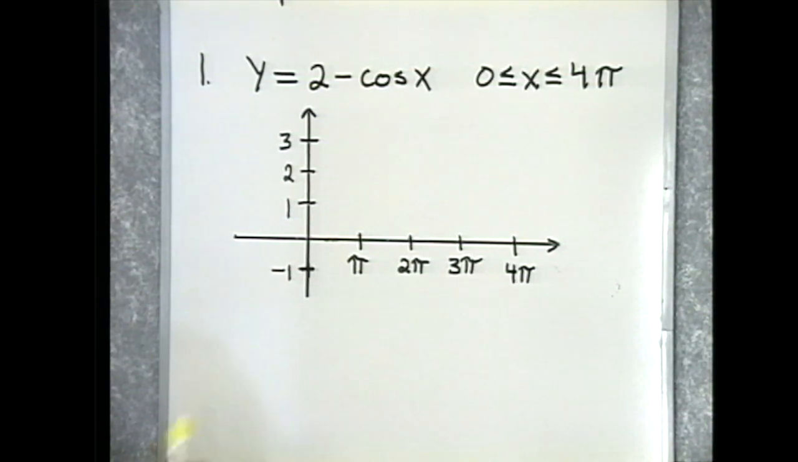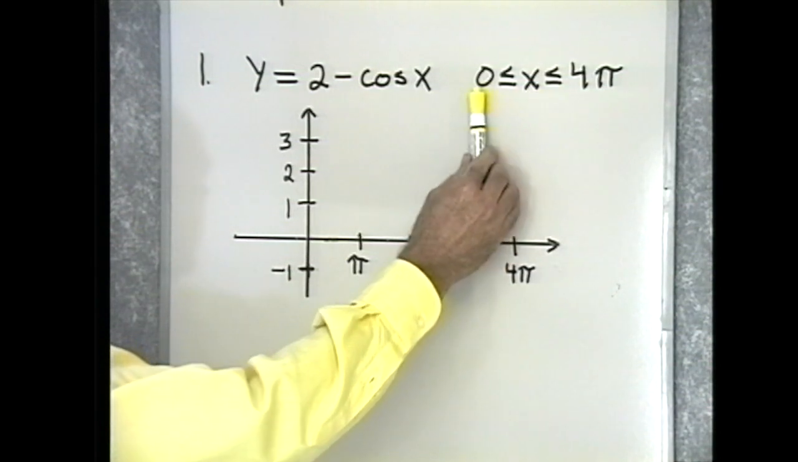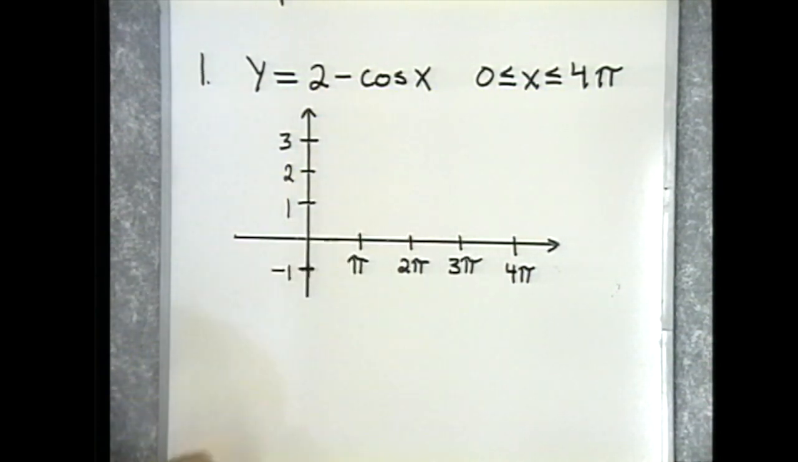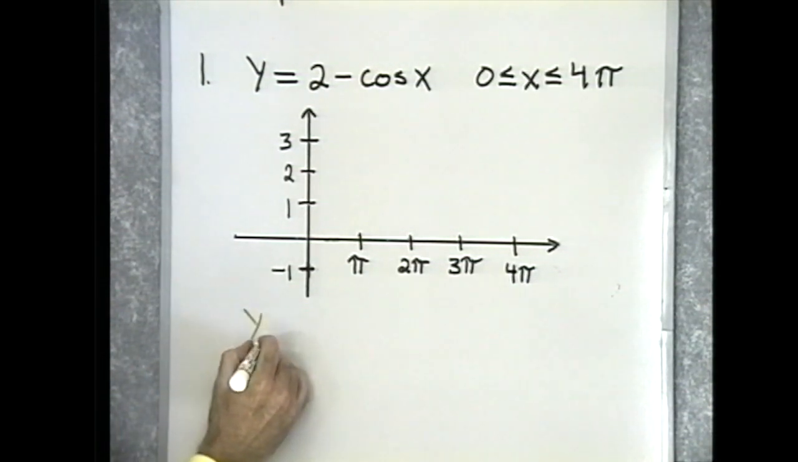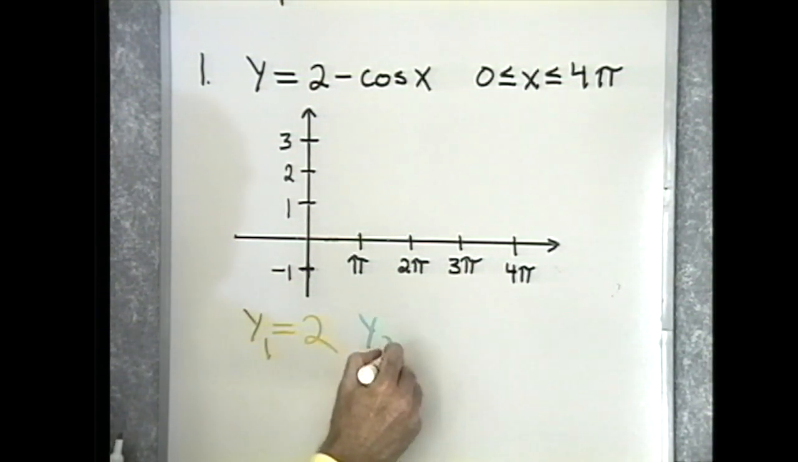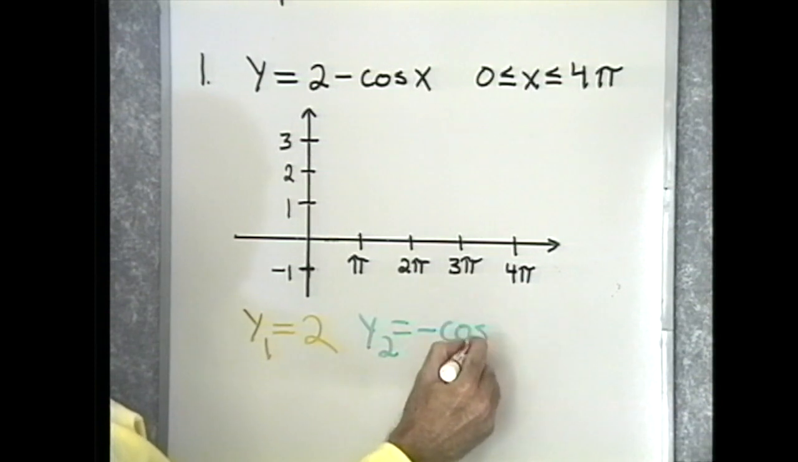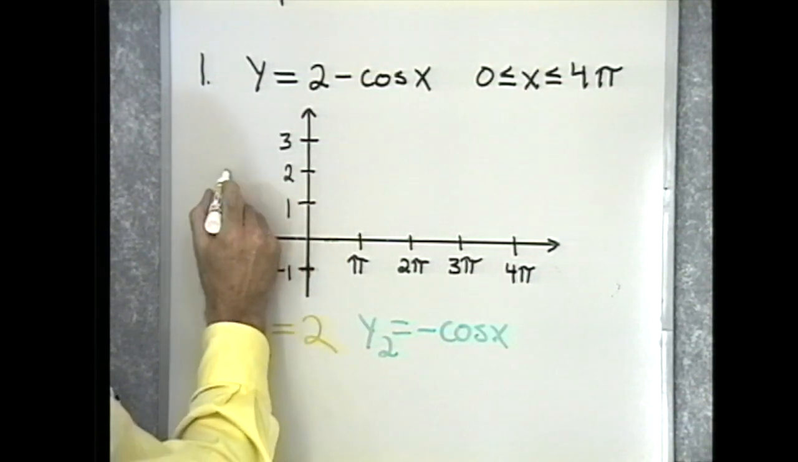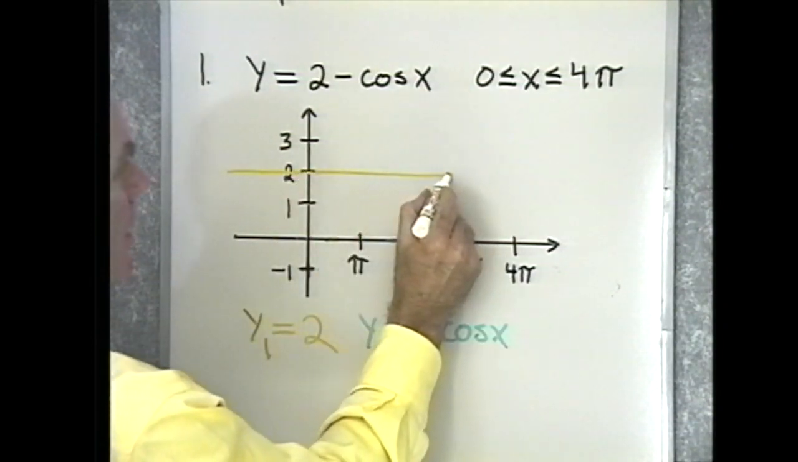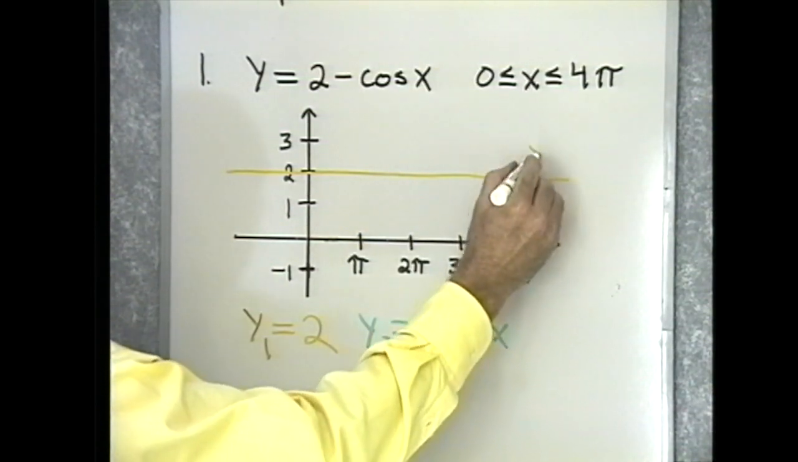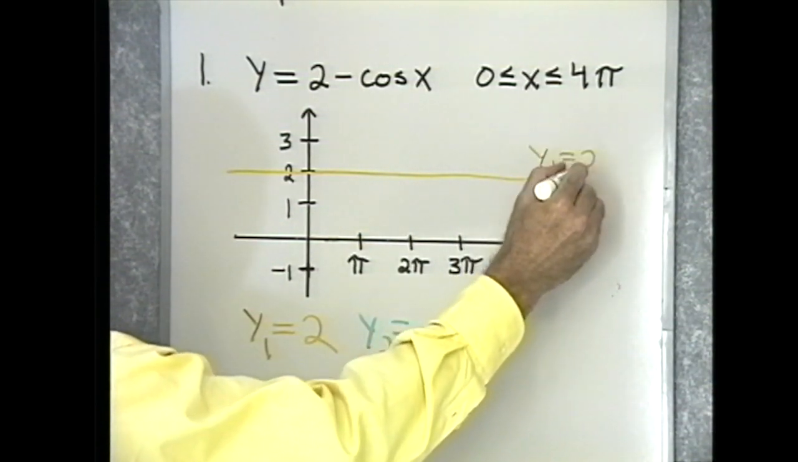Now, I'm going to look at this, and we want to graph this between x equals 0 and x equals 4 pi. I'm going to look at this as two separate functions. The first function will be y1, which is equal to 2, and my second function is going to be y2, which I'm going to say is negative cosine x. First of all, let's graph y1 is equal to 2. That's just going to be a straight line through 2 on the y-axis. So that should be a perfectly horizontal line, and this is y sub 1 is equal to 2.